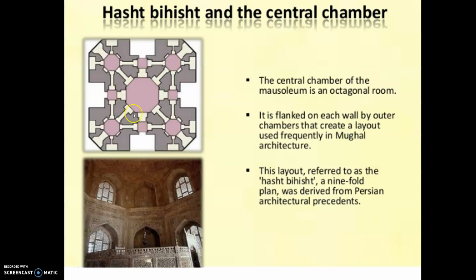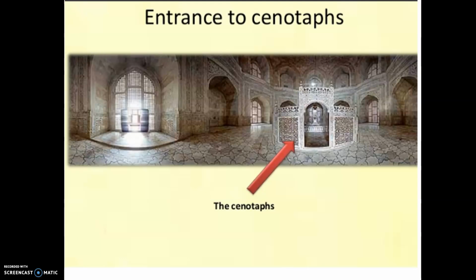The central chamber is an octagonal dome. It is flanked on each wall by outer chambers, which occur frequently in Mughal architecture. These are the Iwans which have rooms or chambers. This layout plan is called Hasht Bihisht, a nine-fold plan which was derived from an architectural precedent. Similarly, you would have seen it in Humayun's tomb. Humayun's tomb formed the predecessor to this plan of the Taj Mahal.